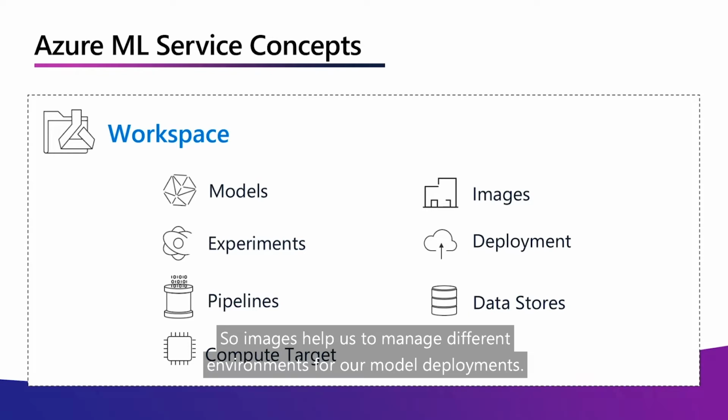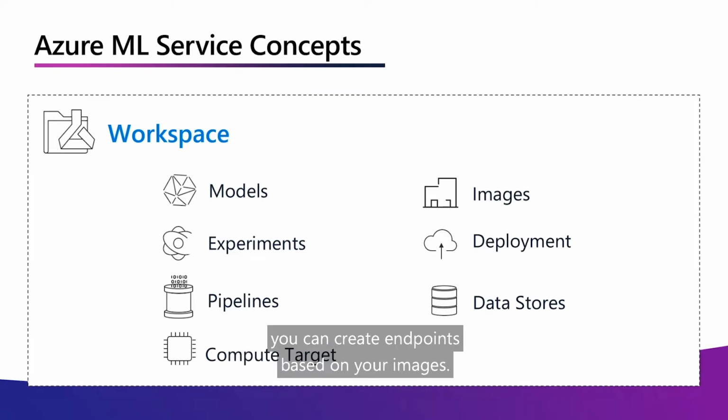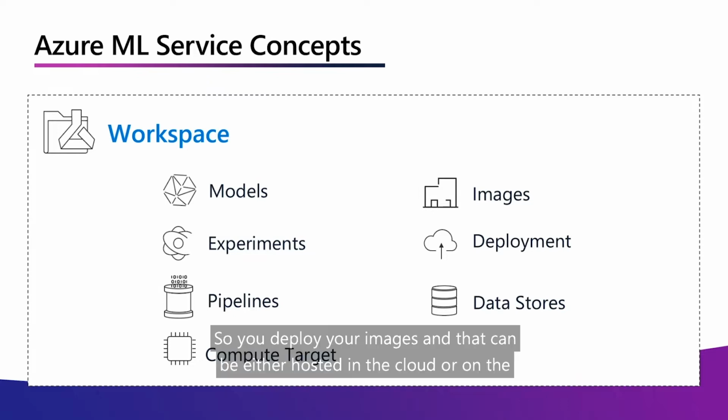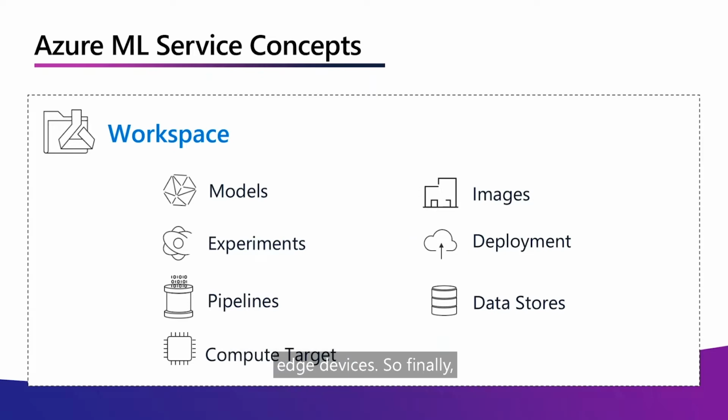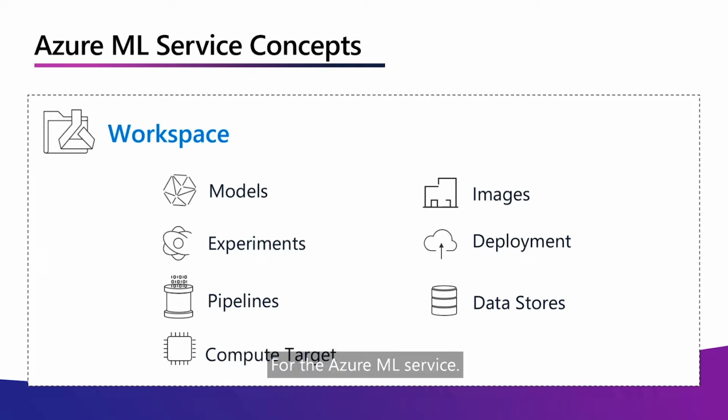Images help us manage different environments for our model deployments. Deployments create endpoints based on your images. You deploy your images, and they can be hosted either in the cloud or on edge devices. Finally, data stores are a storage abstraction over the backend storage for the Azure ML service.